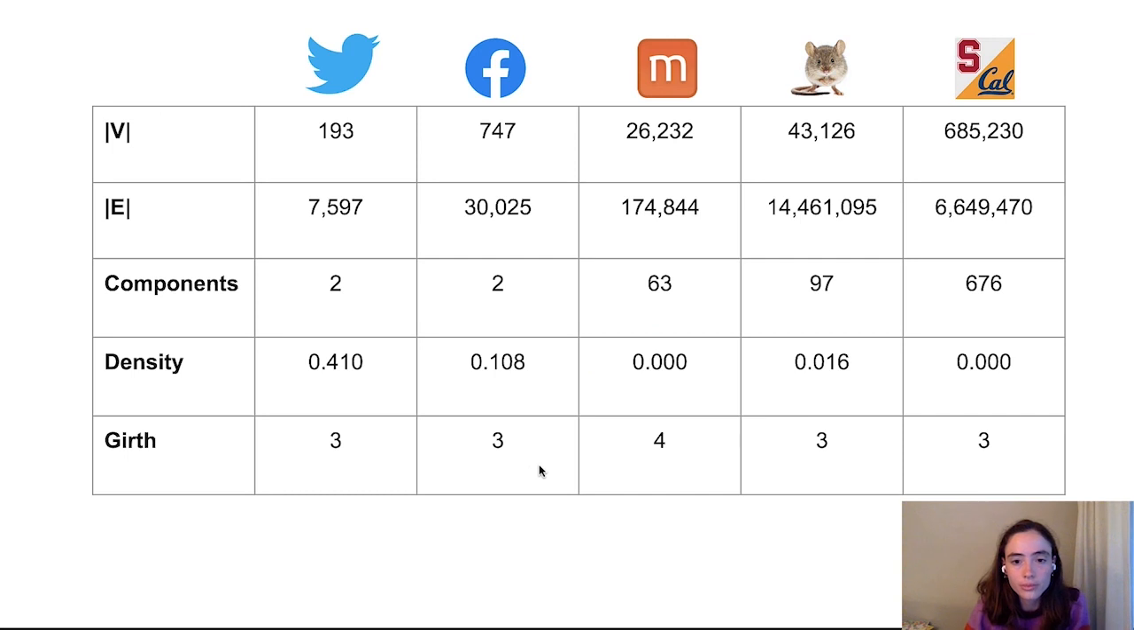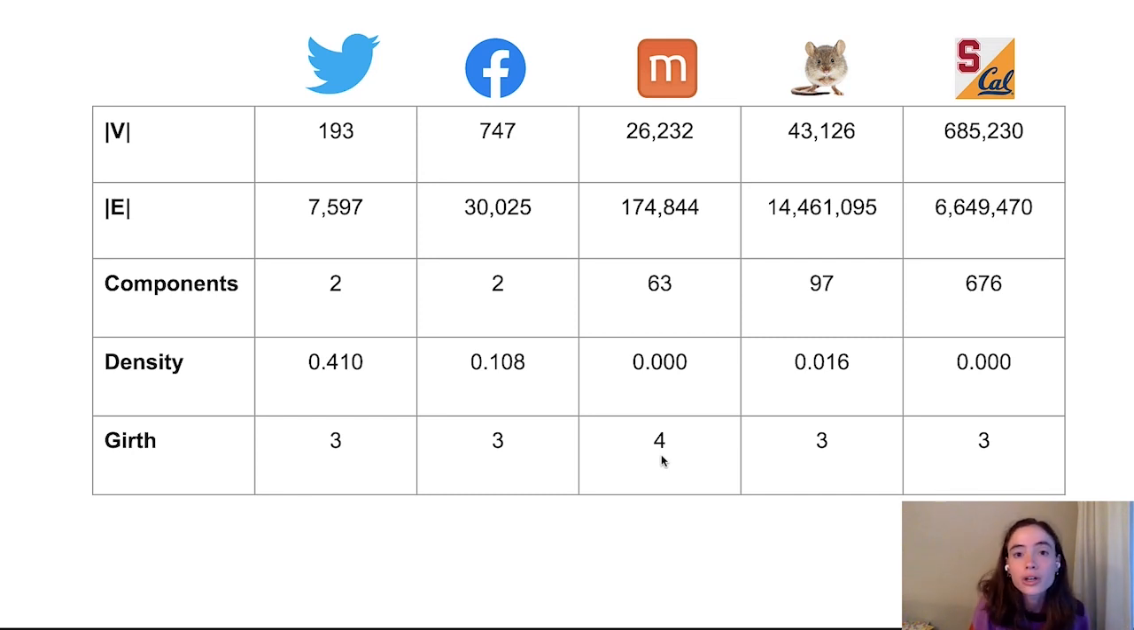So looking at the girths of these graphs, we see that they're all as small as possible except the Movielens dataset. So for each of these other datasets, we can find, for Twitter, 3 different users who all follow each other, Facebook, 3 different people who are all pairwise friends with each other, or 3 genes that all regulate each other, or 3 web pages that all link to each other. But for the Movielens dataset, this number is 4.